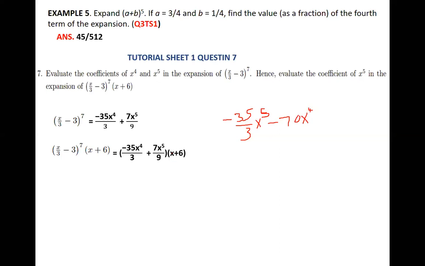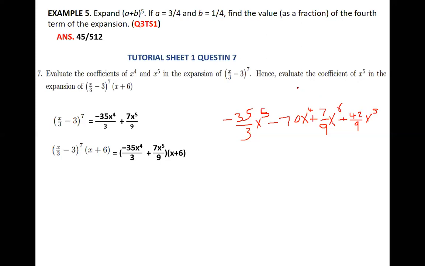Then try to multiply x times the 7x to the power 5 over 9. You get positive 7 over 9 times x to the power 6 when you multiply these two. And then when you multiply 6 times that, you will get something like 42 over 9 x to the power 5. So this is what we're going to get.